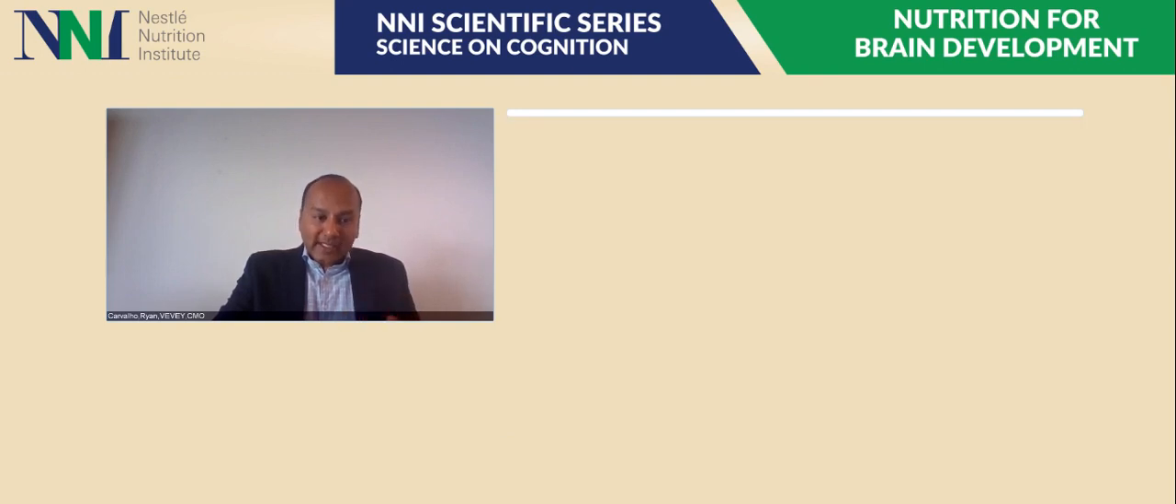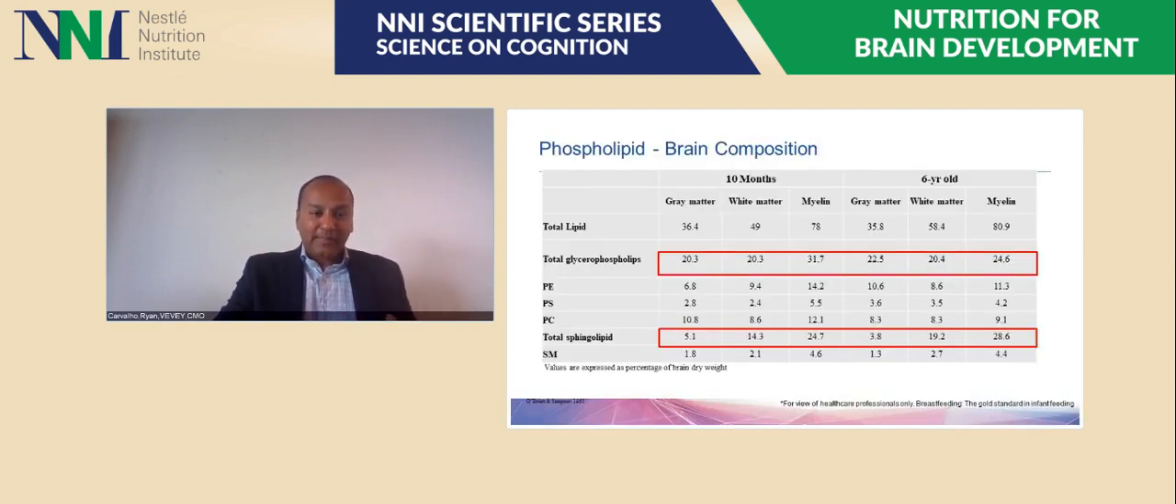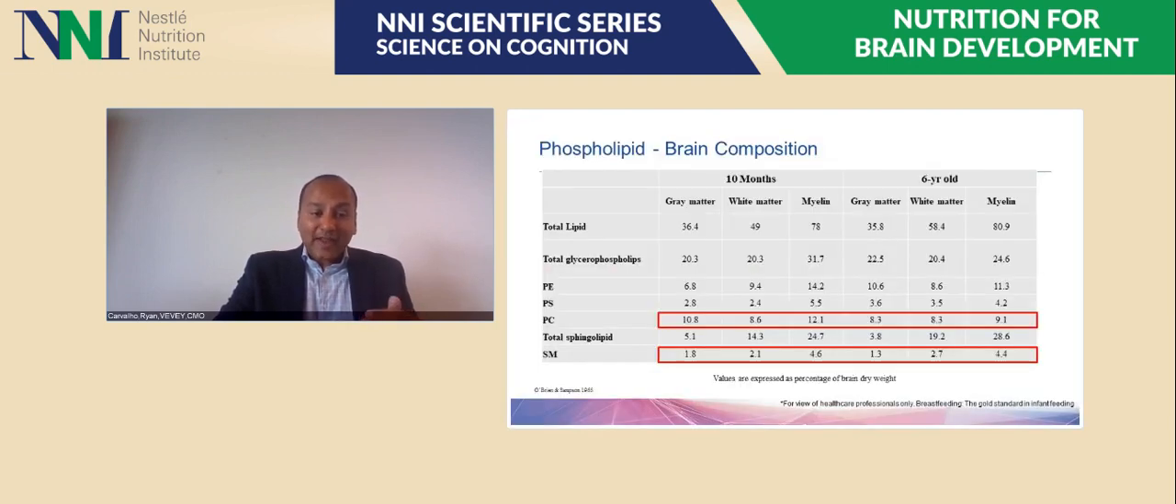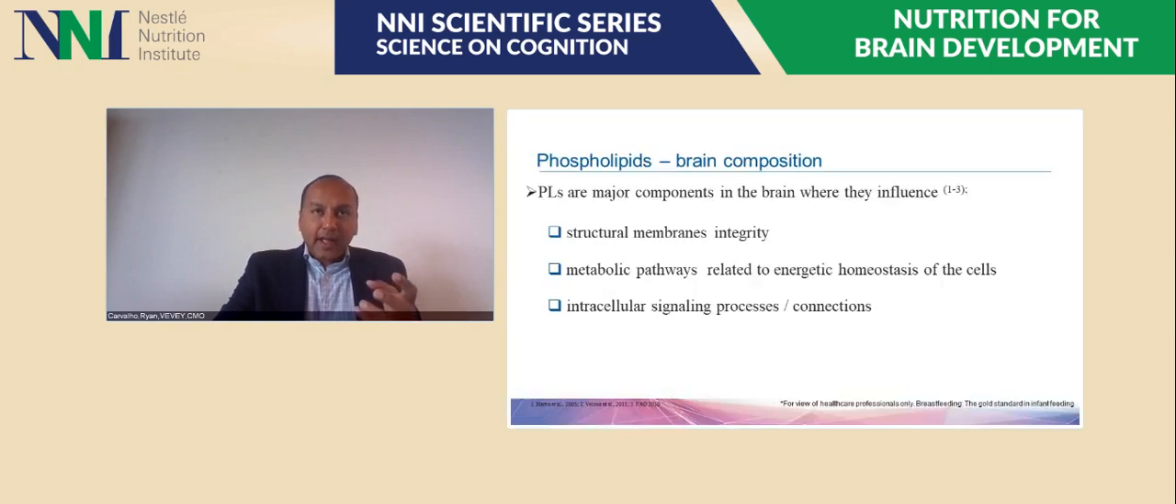When we look more specifically at these glycerophospholipids and these sphingolipids, we see that there's a growing importance of these glycerophospholipids across the time period of early childhood. Phosphatidylcholine and sphingomyelin particularly are very important and quantitatively differentiated from some of the minor phospholipids that are important in brain composition.